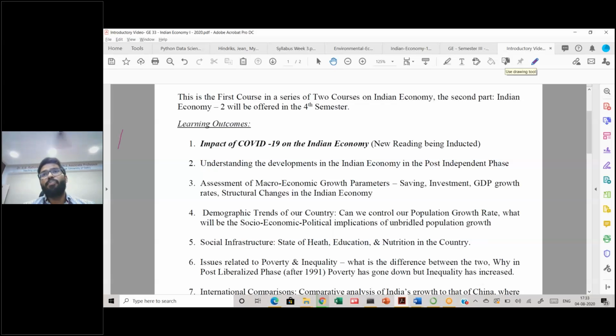What has happened in the post-liberalized phase? That there is a distinct divergence between the numbers of poverty and the numbers of inequality.